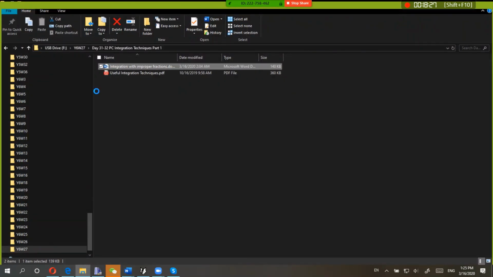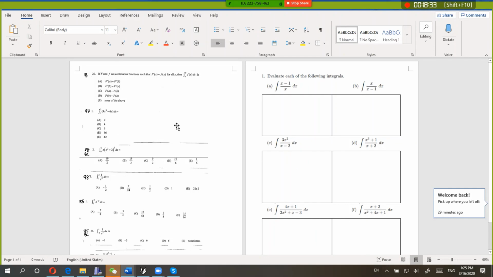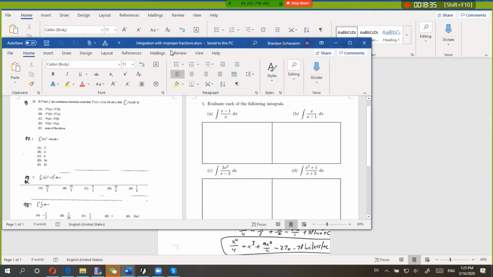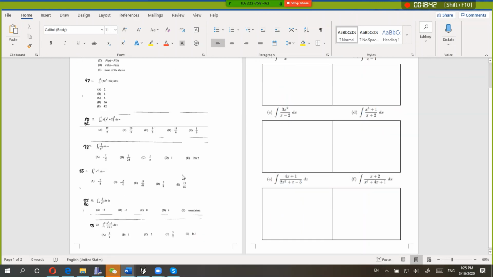So I've got this file that I've sent through WeChat, and I'll send through Skype in a second. This is integration with improper fractions, with a handful of problems to complete.